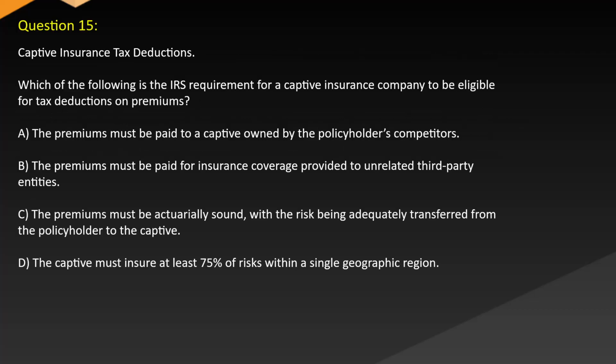Question 15. Captive insurance tax deductions. Which of the following is the IRS requirement for a captive insurance company to be eligible for tax deductions on premiums? A. The premiums must be paid to a captive owned by the policyholder's competitors. B. The premiums must be paid for insurance coverage provided to unrelated third-party entities. C. The premiums must be actuarially sound, with the risk being adequately transferred from the policyholder to the captive. D. The captive must insure at least 75% of risks within a single geographic region.